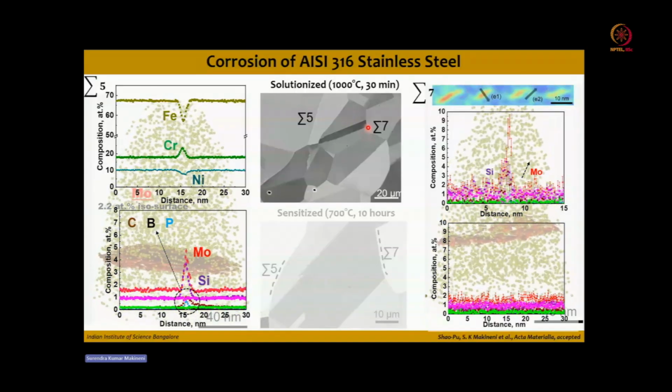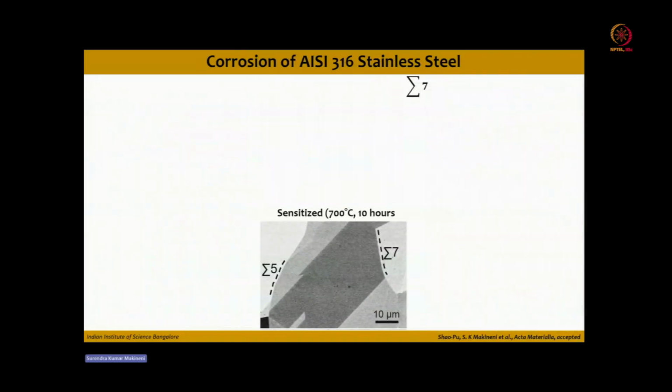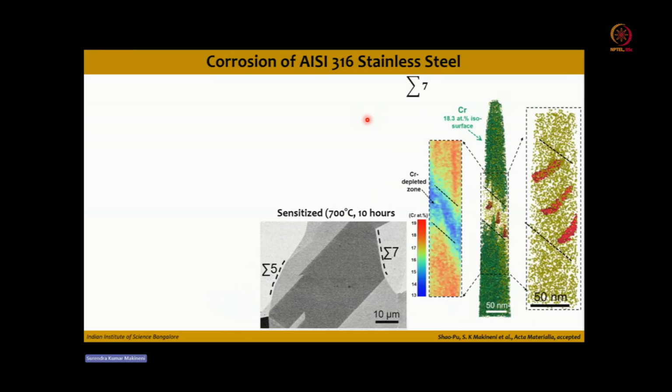Now, if you magnify this particular sigma 7 boundary, similarly, we did it also for the sensitized samples, and you can see that at the sigma 7 boundary, these linear features segregated by moly are still intact. And also we have seen that there are chromium depleted regions. Okay, so there is an enrichment of moly, and there are also chromium depleted regions.